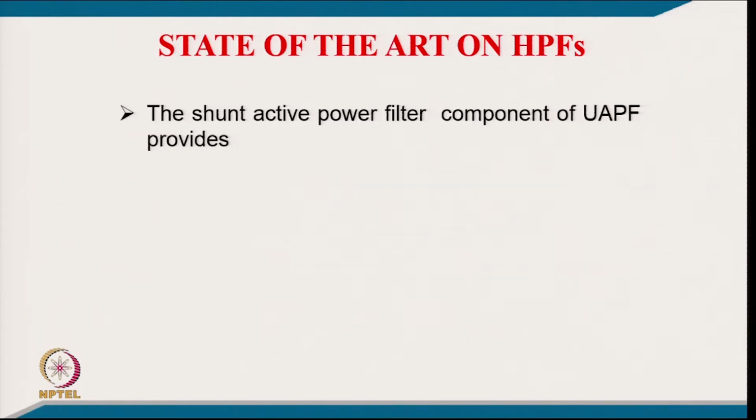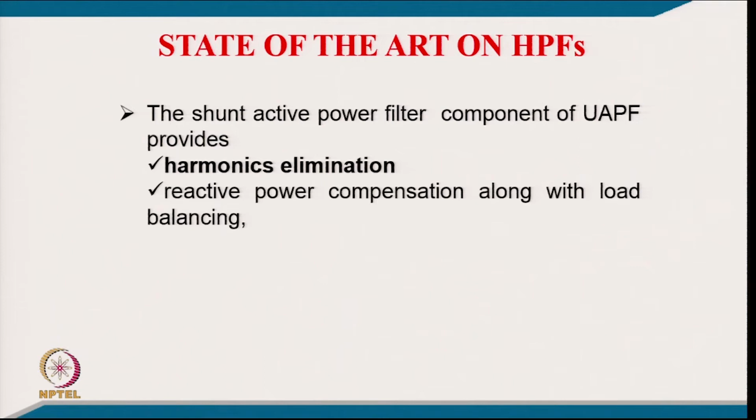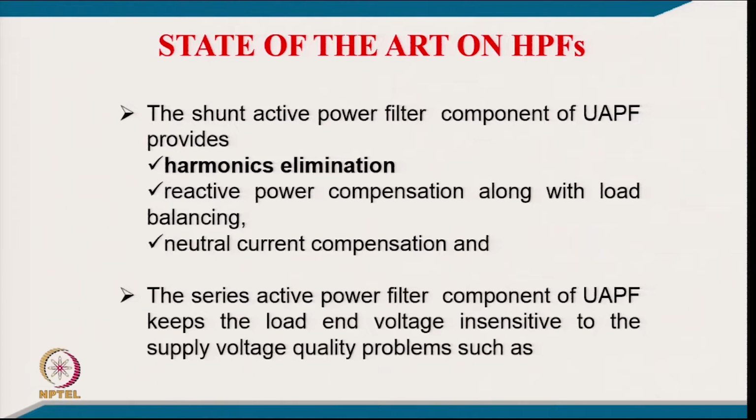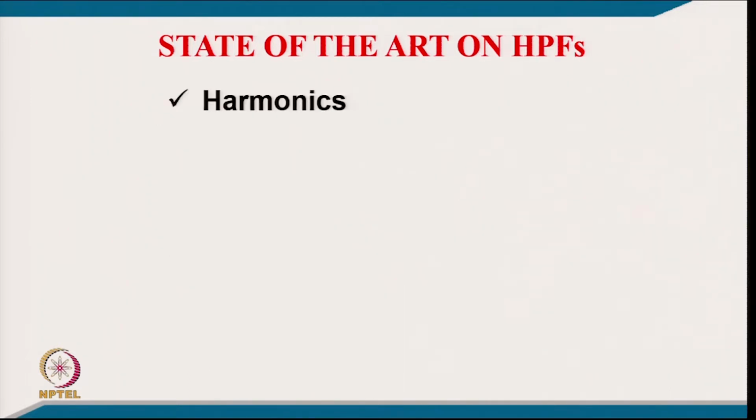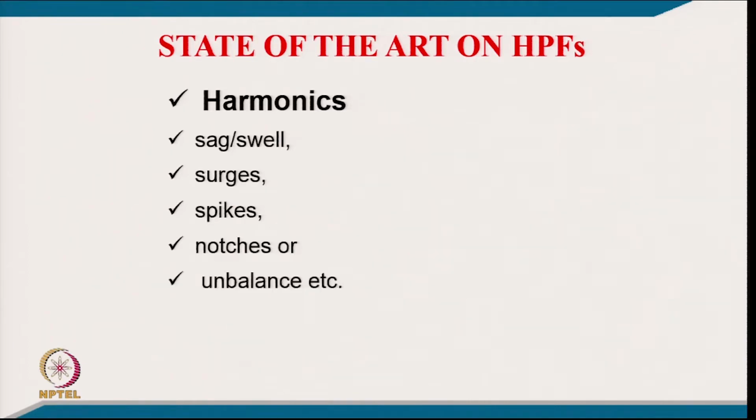The shunt active power filter component of the universal active power filter provides harmonic current elimination, reactive power compensation along with load balancing, and neutral current compensation. The series active power filter component of the universal active power filter keeps the load voltage insensitive to supply voltage quality problems such as voltage harmonics, voltage sag, swell, voltage surges, voltage spikes, voltage notches and voltage unbalance. So, that is what the series active filter part does.